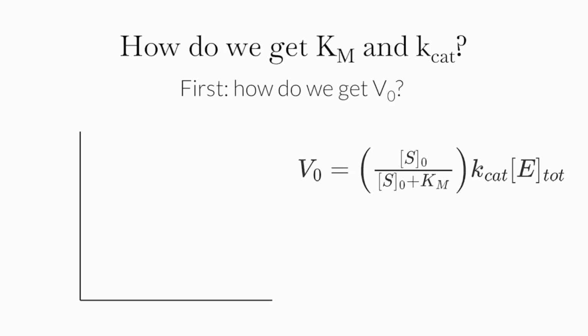So that's what we're trying to model. Are those reasonable assumptions? Well, it turns out they are, given how we're going to get to these values. So how do we get to Km and kcat? Remember, those are our measures of affinity and rate.